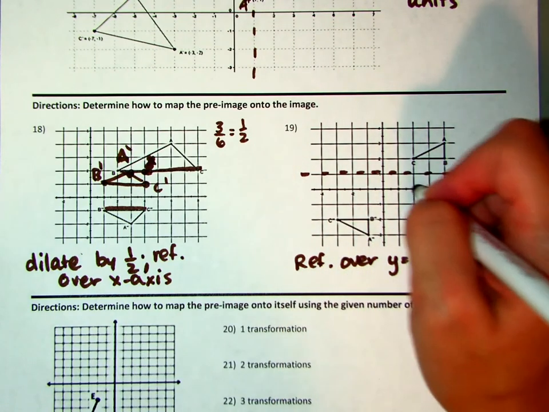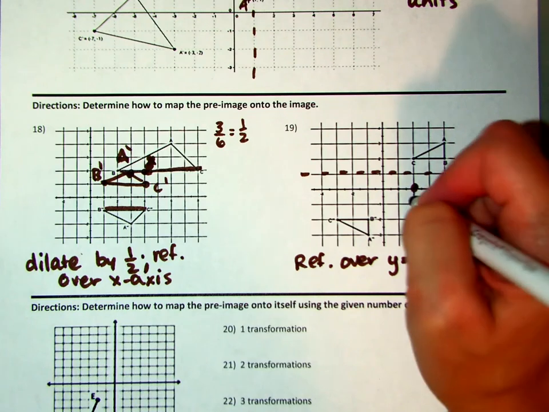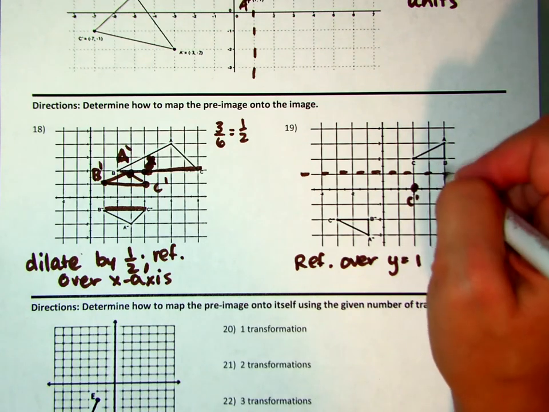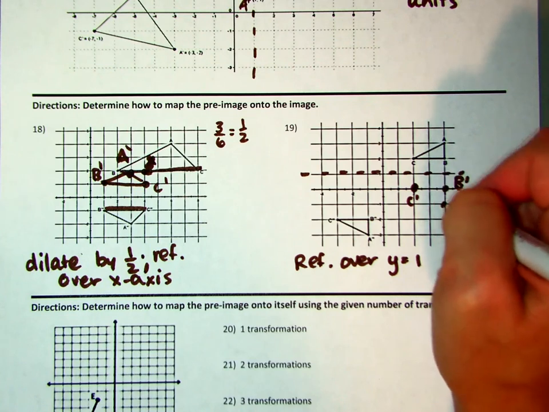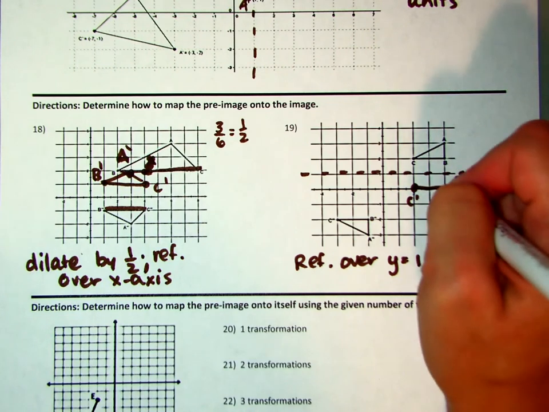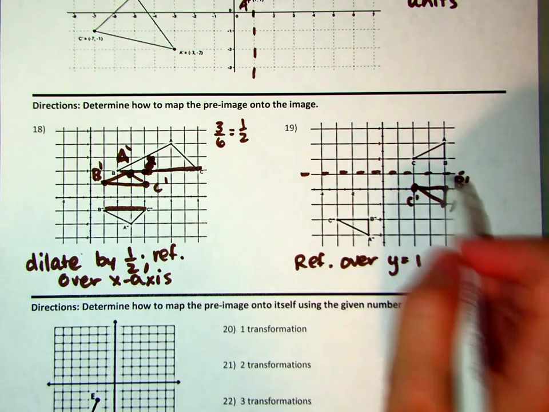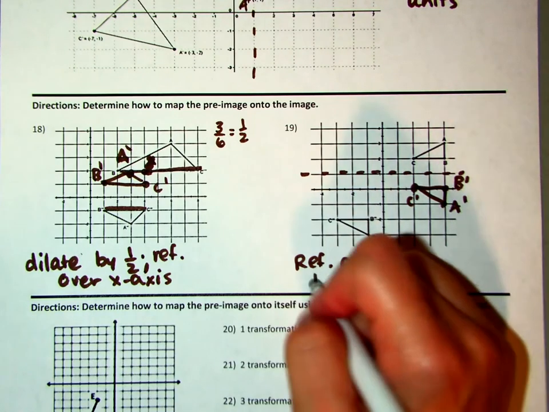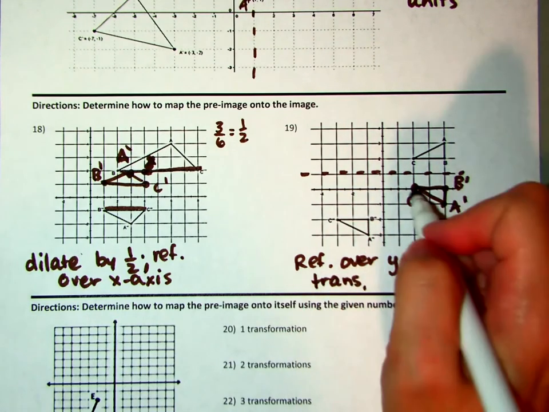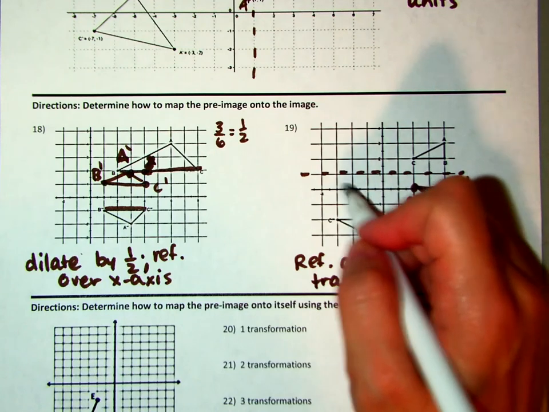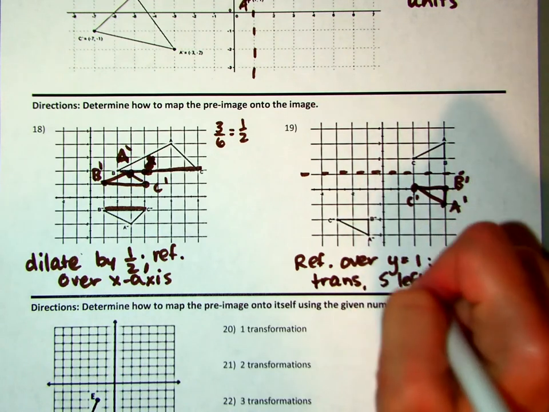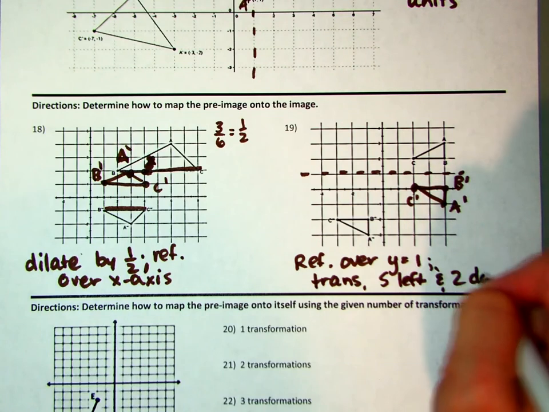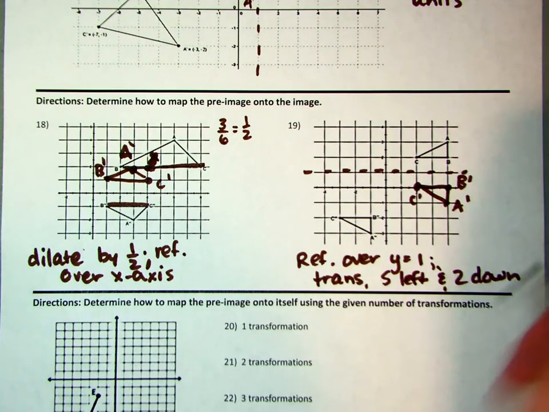If I do that, this is where my C is now going to be, so C prime. This is where my B is going to be at, B prime. And then my A, which is 2 units that way, will be 2 units this way. That's my A prime. So now we're in the correct order, matching this picture here. Now we just need to translate it. So we're going to do a translation. Let's see how much. 1, 2, 3, 4, 5 units left. And then we're going to go 2 units down. So that's just one perspective. You could have gone a different route again on these.